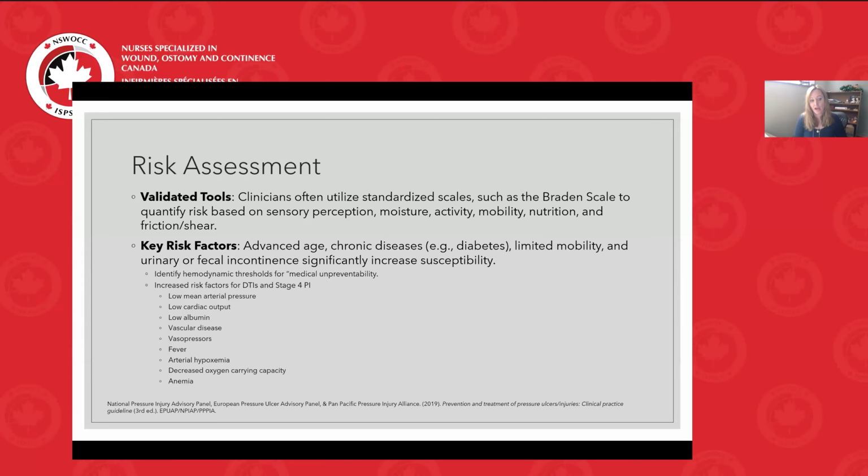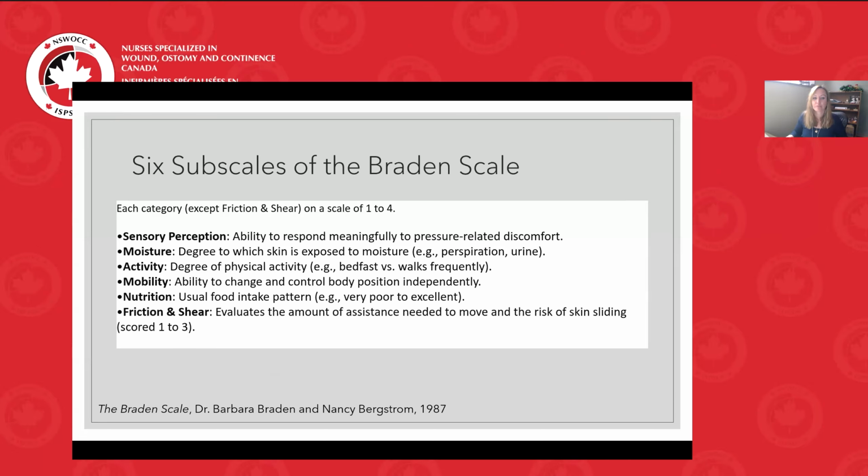Our patients can have decreased oxygen capability. We have our patients that have COPD that might not be having as great oxygenation or perfusion, which will put them at a higher risk for the development of pressure injuries also.